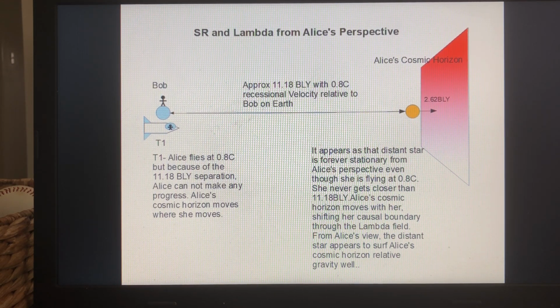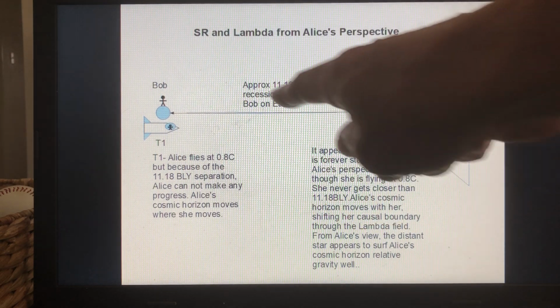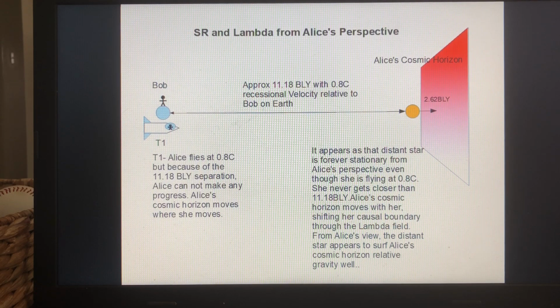This time we're going to mix it up a little bit. We've got a new thought experiment. This time we're going to have 11.18 billion light years separation. Now this is going to cause a 0.8 c recessional velocity. So 0.8 times the speed of light is the recessional velocity of that star relative to Alice and Bob. So at time 1, Alice starts flying at 0.8 c, but because of that separation, Alice cannot make any progress.